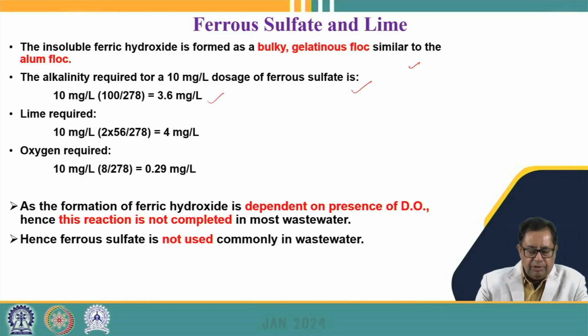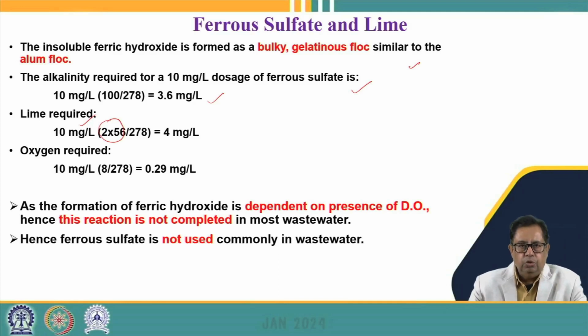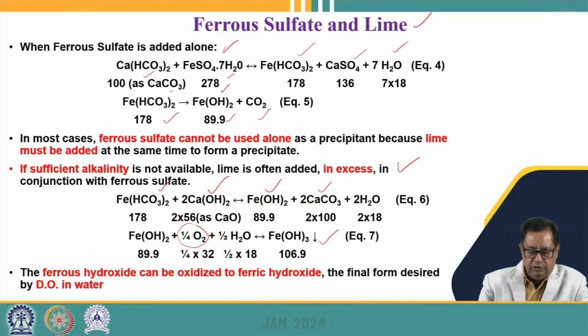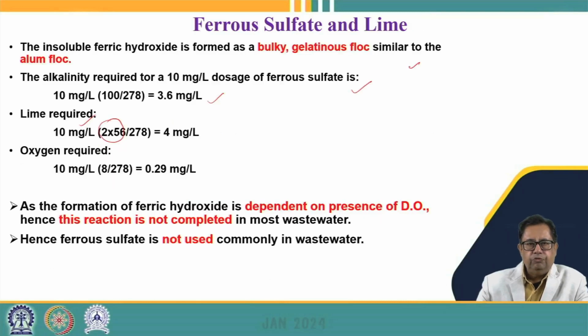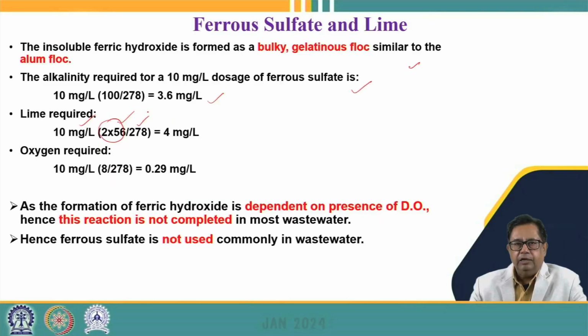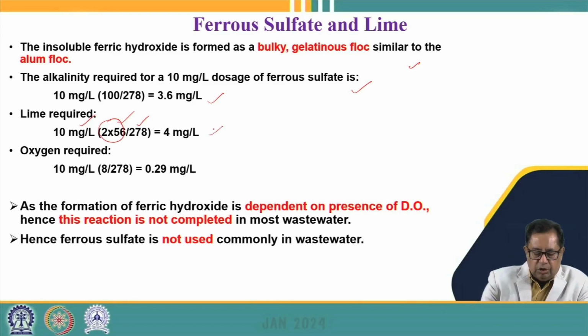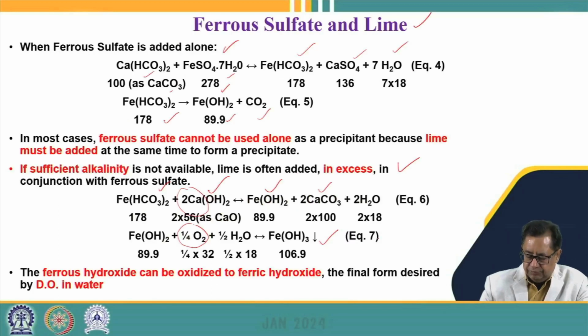Similarly, the lime requirement can also be calculated from the dose of the alum into the lime which we are adding. Here the lime is always taken as CaO, with a molecular weight of 56. Two molecules of the lime are required, so this leads to 2 into 56, divided by the total ferrous sulfate that we are adding. Similarly, the oxygen required can also be calculated based on equation number 7.